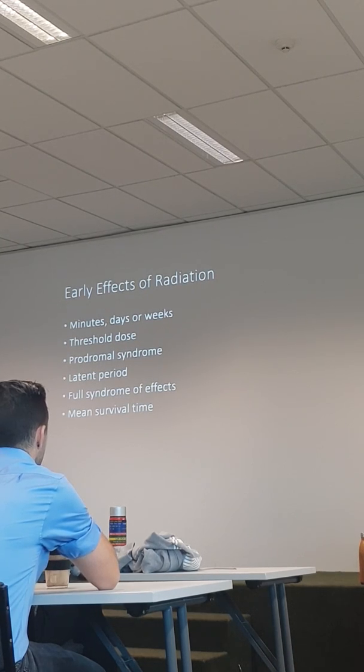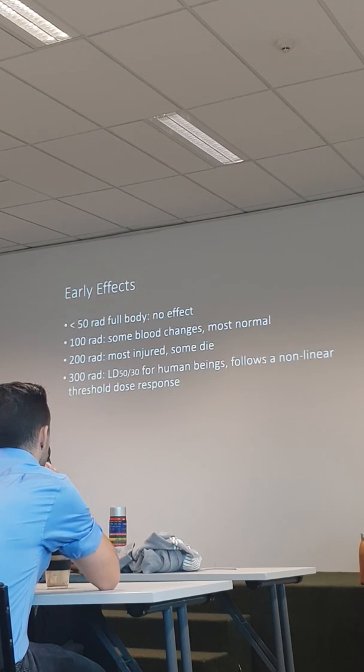The earlier effects of radiation occur in minutes, days, or weeks. There's the threshold dose, so we're talking about deterministic effects. You get the prodromal syndrome, then you get a latent period. With prodromal syndrome, a radiation burn or something can occur. You get a latent period where you appear completely normal, and then you get the full syndrome effects, a couple of days, a week later, that sort of thing.